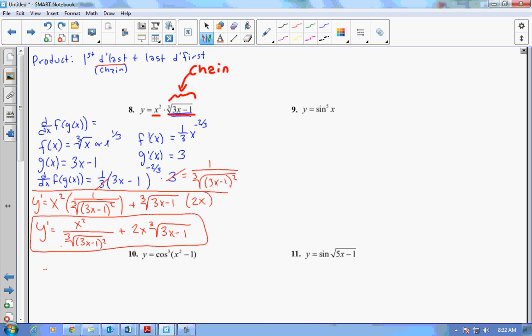Okay. That was kind of a doozy. So watch out. Sometimes if there's like 3 functions, you're looking at probably product rule and some chain. Okay. Number 9. You want to try it?